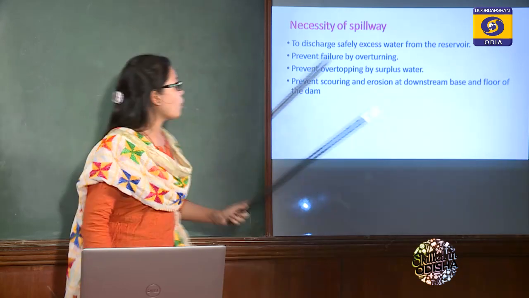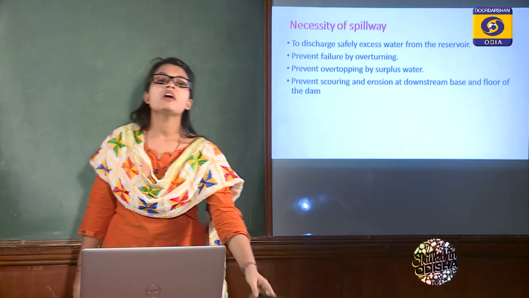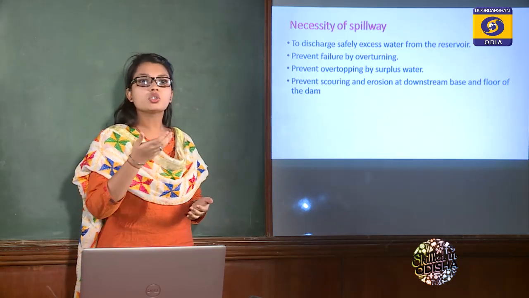And come to the third point, to prevent the overtopping by surplus water. Now what is overtopping? Simply rising of the water over the top is called overtopping of the water. Now I've already explained to you that on the top of the dam or on the crest of the dam, roadways are provided. So that can be used for communication purposes, for vehicular movement. It can also be used by the dam officials for maintenance and for inspection purposes.